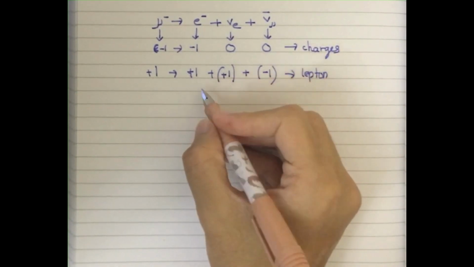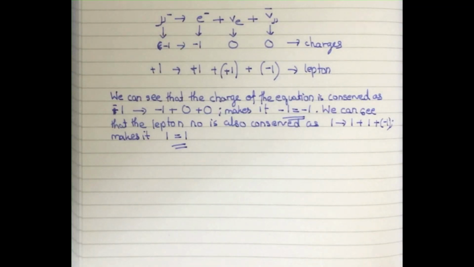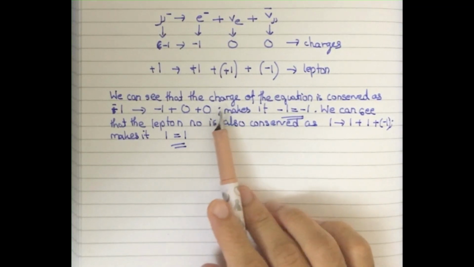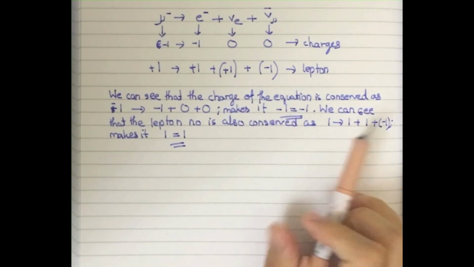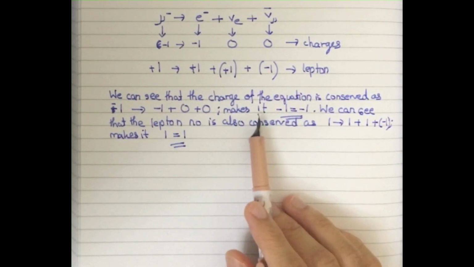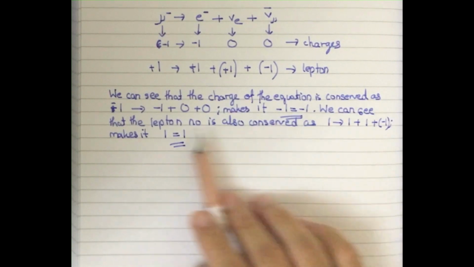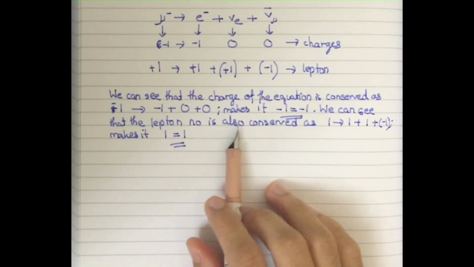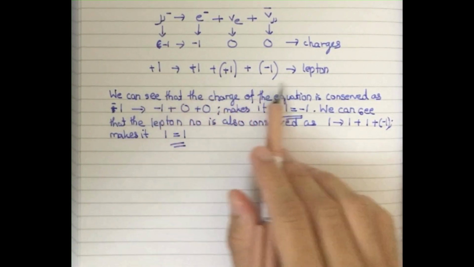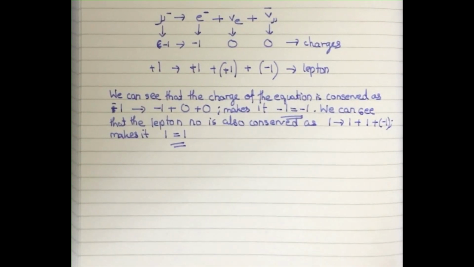Okay, let me write down the sentence for you guys. I have written the example sentence. We can see that the charge of the equation is conserved as -1, and you can write what I have written here: -1 equals -1. That means it's conserved. We can see that the lepton number is also conserved, and it makes 1 equal to 1, because both sides are equal.